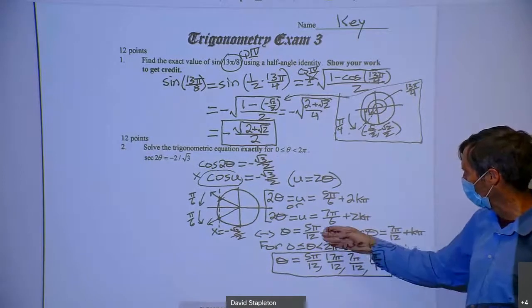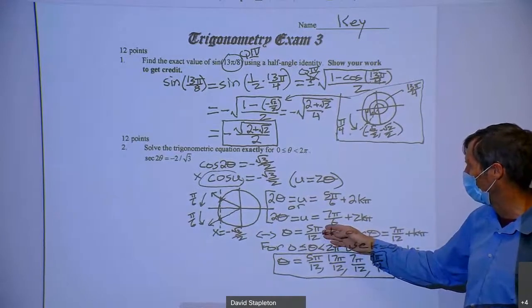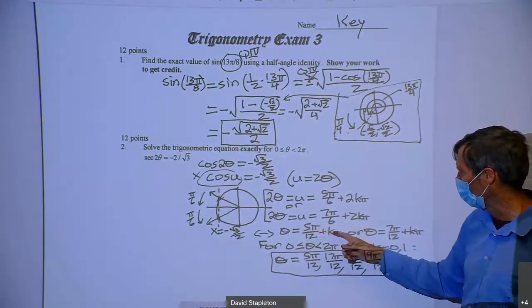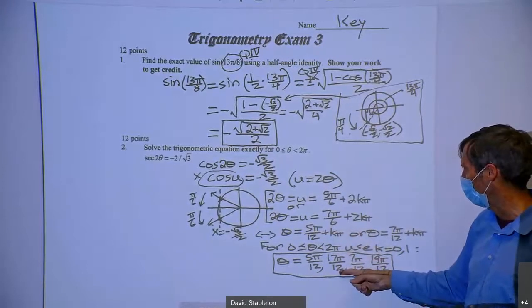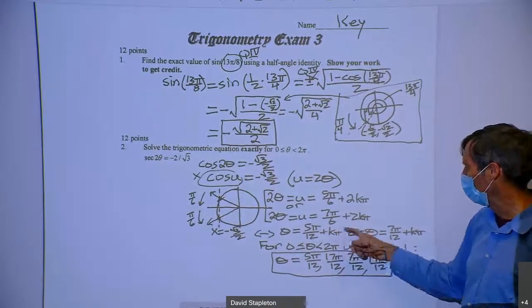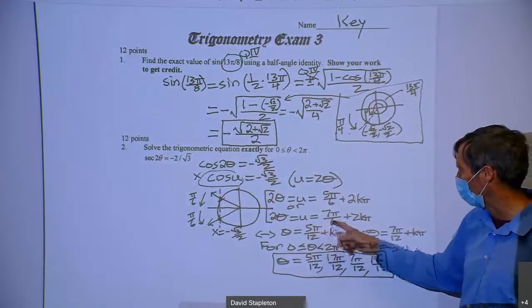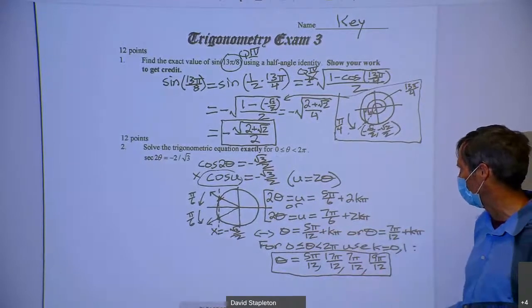If you put k equals 0, you get 5 pi over 12. That's between 0 and 2 pi. K equals 1 gives this plus pi, which is 17 pi over 12. If you put k equals 2, it's 2 pi plus a positive number, which is too big. You put k equals minus 1, you get a negative angle, it's too small.